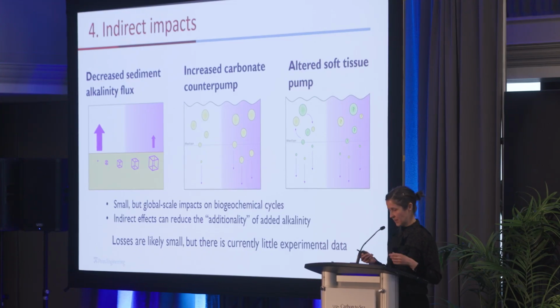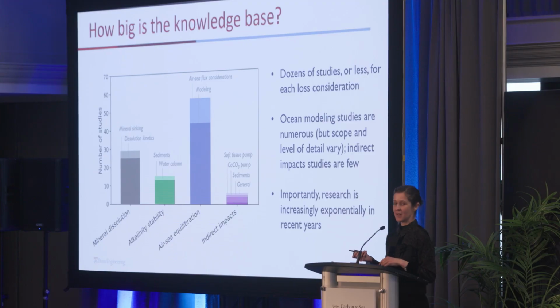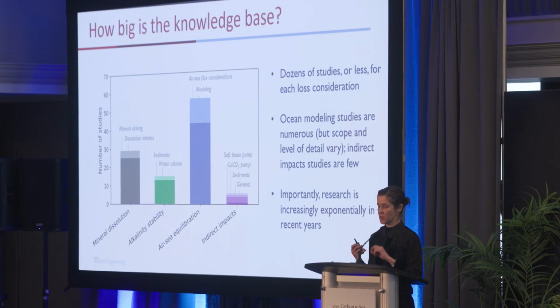So I've said this on several slides, we need more data. We don't know a lot about these processes. We need more data. So how much do we actually know? This is a plot of the number of studies that have been published on OAE-specific research on each of these four different loss categories. As you can see, there are dozens of papers in each category. And as you'd expect, ocean modeling studies are the most numerous. These range from very local studies to global ocean modeling. And there are very few papers on indirect impact. So those bars are 1 or 2 papers per impact category.